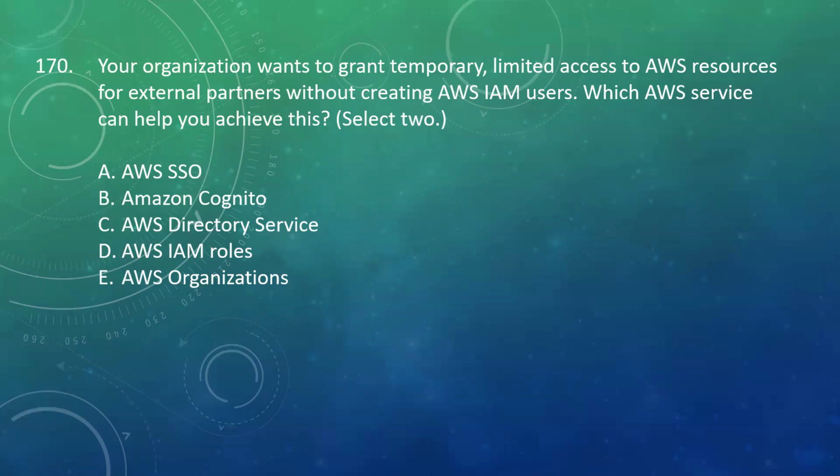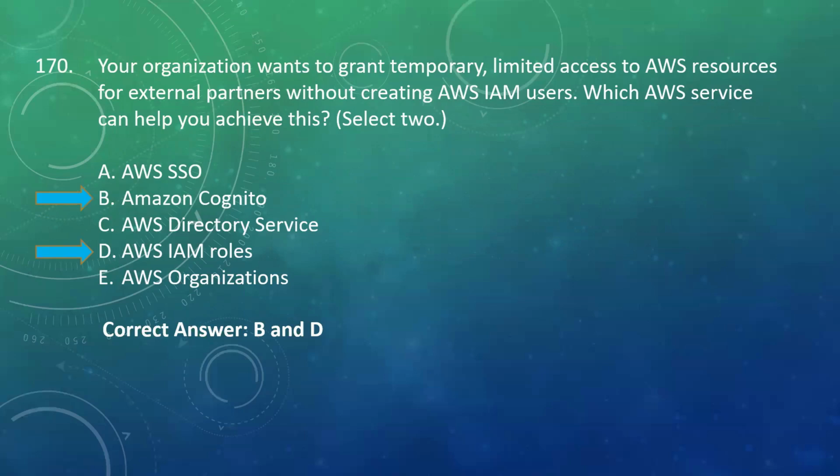The two AWS services that can help you achieve this requirement, basically to grant temporary limited access, are Amazon Cognito and AWS IAM roles. With Amazon Cognito, you can authenticate external partners and provide them with temporary limited access to specific AWS resources. It supports temporary security credentials to grant access to AWS services without the need for a long-term IAM user account, which is what is being asked in this question.